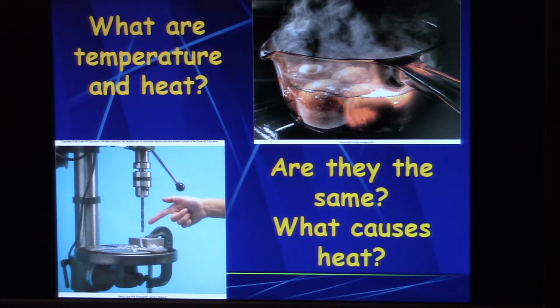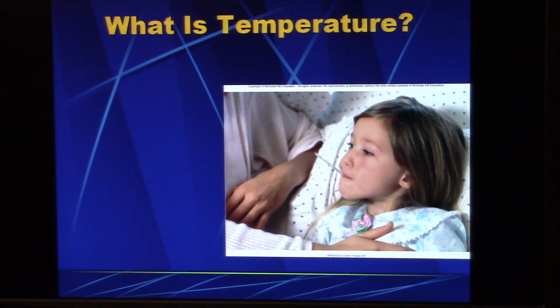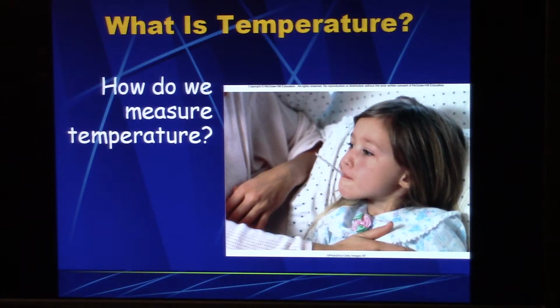Okay, let's go on. So what are temperature and heat? Well, we kind of all have a feeling for what temperature and heat is, but of course we're going to define that much more precisely in this class. So, okay, what is temperature?